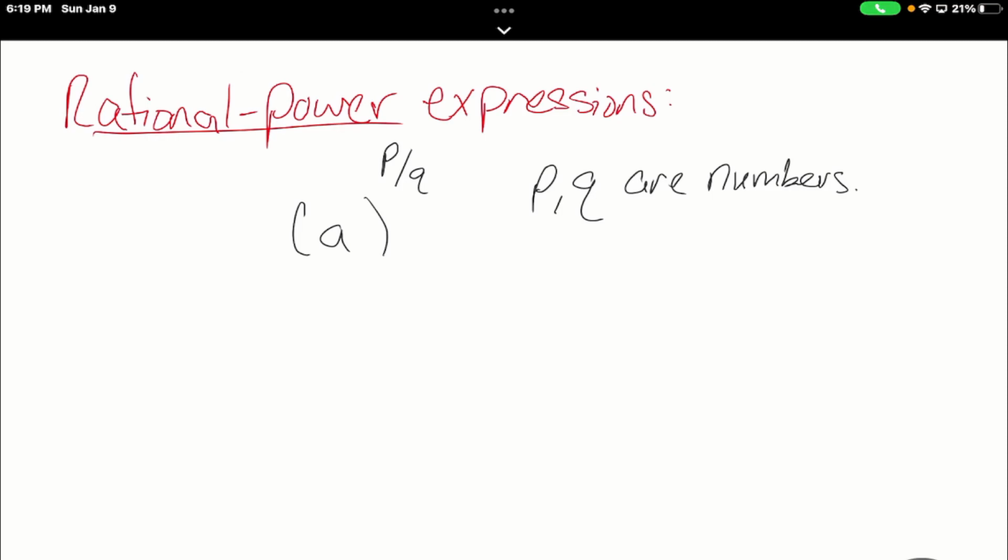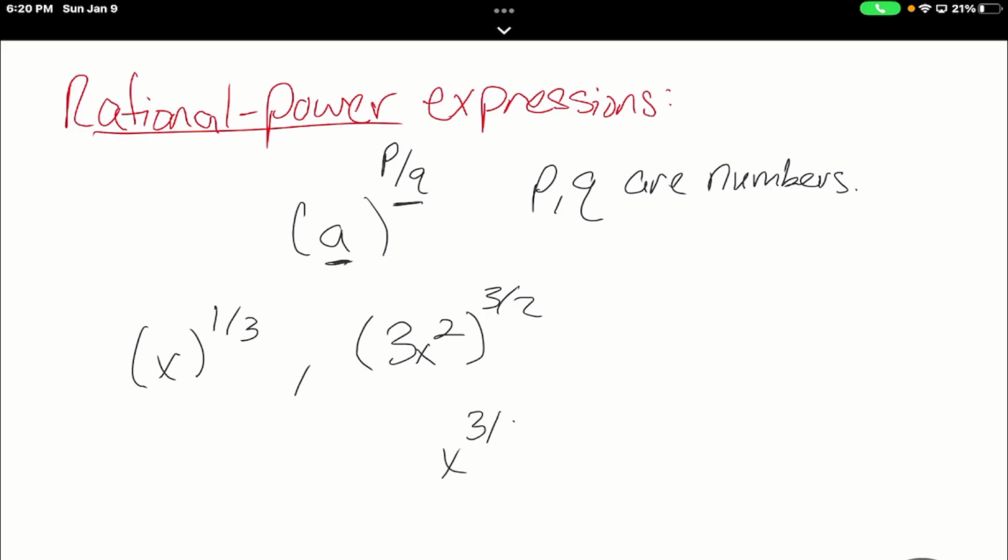Basically, what this says is we're taking something like a, whatever that may be. It may be x, it may be a number, it's something. And we're raising it to a fractional power. So some examples of rational power expressions could be something like x to the 1/3. That's an example of a rational power expression. We could also have something like 3x squared to the 3/2. That is also a rational power expression. You can kind of get the hint here, but here's a couple more. I could do something like x to the 3/5 raised to the 2nd.